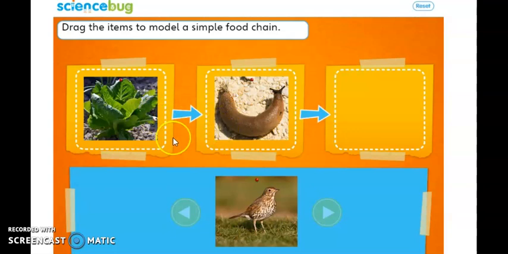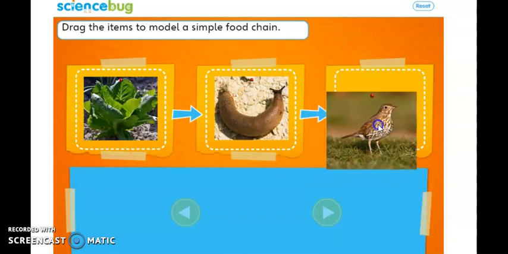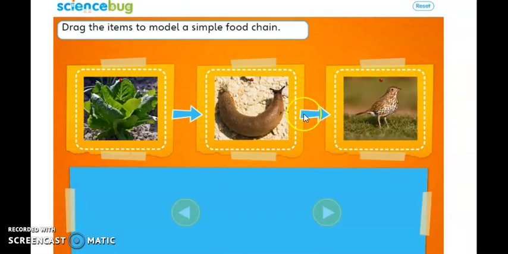Okay, and now our question is, what does this bird eat? What sort of food do you think birds eat? Okay, so now we have this song thrush. We will put the song thrush here, meaning that the song thrush eats the slug. Okay, so because of this food chain, we are now able to go to our next topic, which is to investigate what birds eat.